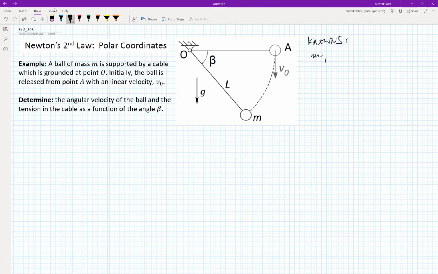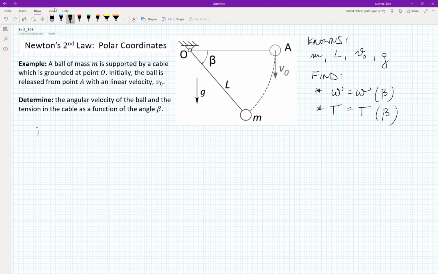Okay, let's see what we know. We know m, we know L, we know v0, we know g, and we know the angle beta. But beta is variable, so let's maybe leave it there. Okay, and what do they ask us to find? They ask us to find, I believe, angular velocity as a function of beta, so omega as a function of beta, and tension in the cable as a function of beta. Okay, I hope I'm not gonna surprise you, but I'm gonna again follow my recipe.